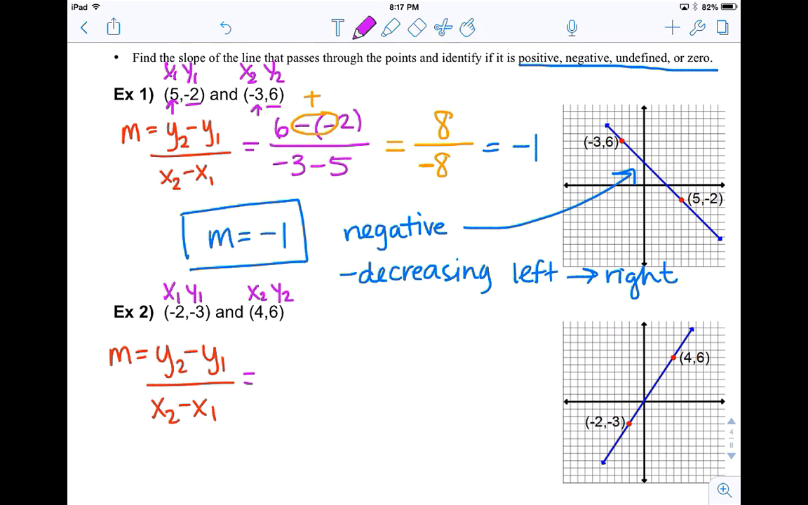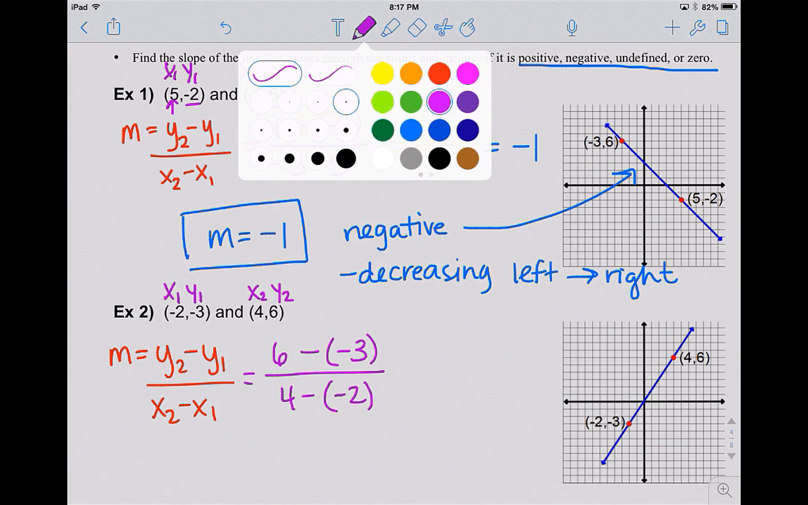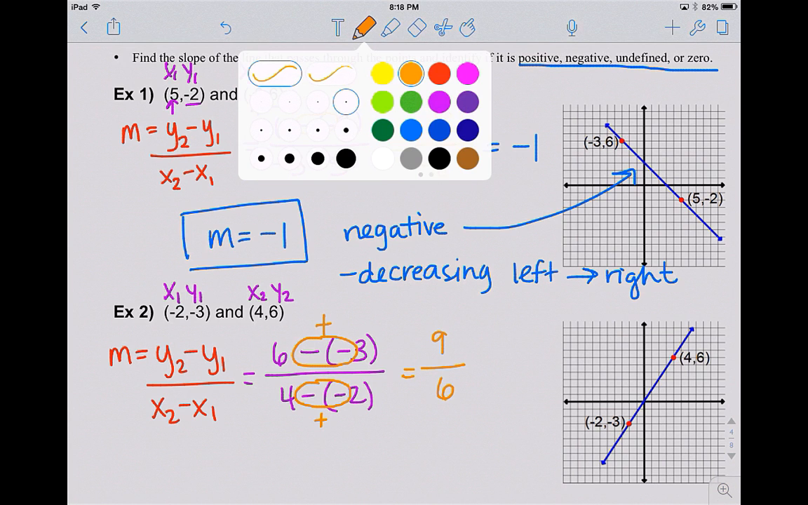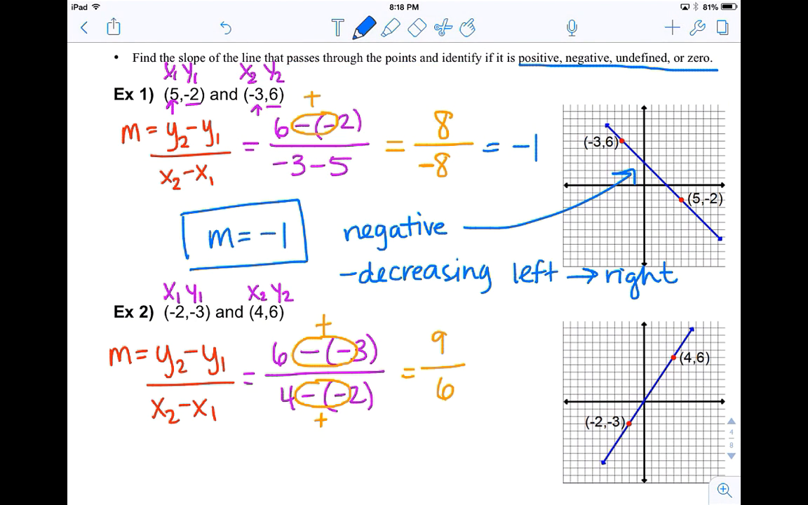y2 minus y1 gives us 6 minus negative 3. In the denominator, x2 minus x1, so we have 4 minus negative 2. Now that our numbers are plugged in, we just have to start simplifying. So when we're subtracting that negative, we know that's a positive, so 6 plus 3 gives us 9. In the denominator, again, we're subtracting a negative, so we're adding, so 4 plus 2 gives us 6. And then simplify, and 9/6 reduces down to 3 over 2. So our slope here is 3 over 2.